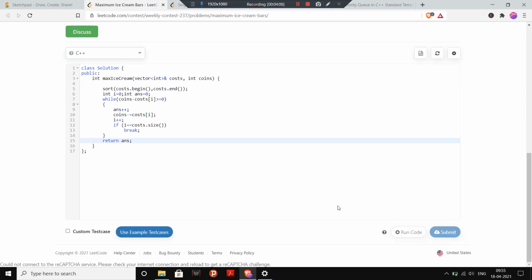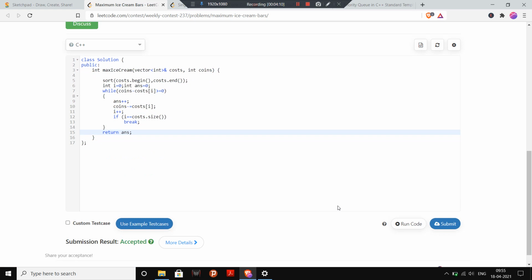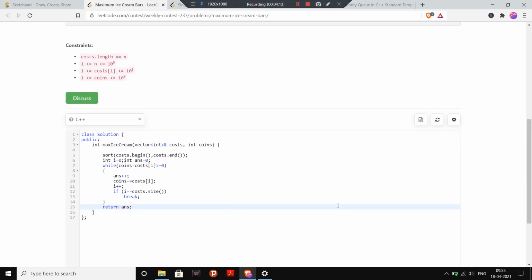After submitting this, yes, it has got accepted. I will upload this code in the description below. You can check it out there.